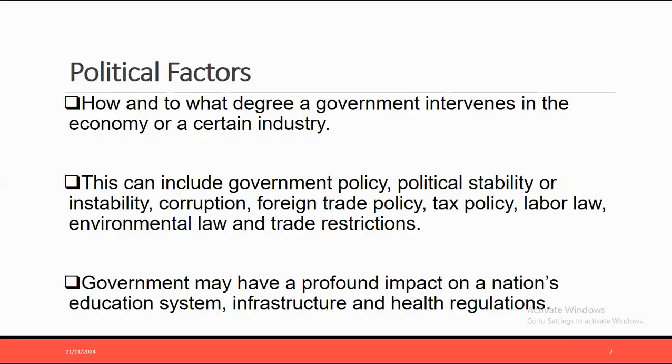So the business would want to assess the level of government interference in the operations of that business. You may want to consider government policy, political stability or instability, issues of corruption, foreign trade policy, tax policy, labor law, environmental law, and trade restrictions. These may have direct or indirect effects on the operations of the business, and so it forms one of the factors in performing the PESTEL analysis during an environmental scan.